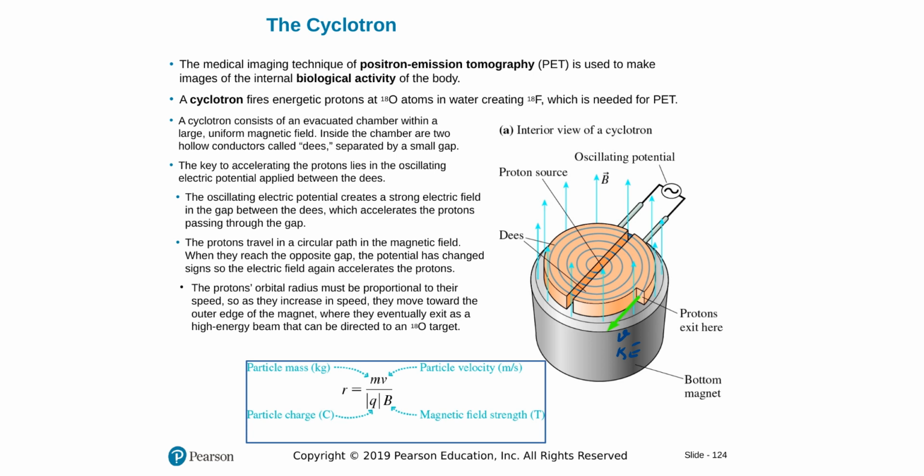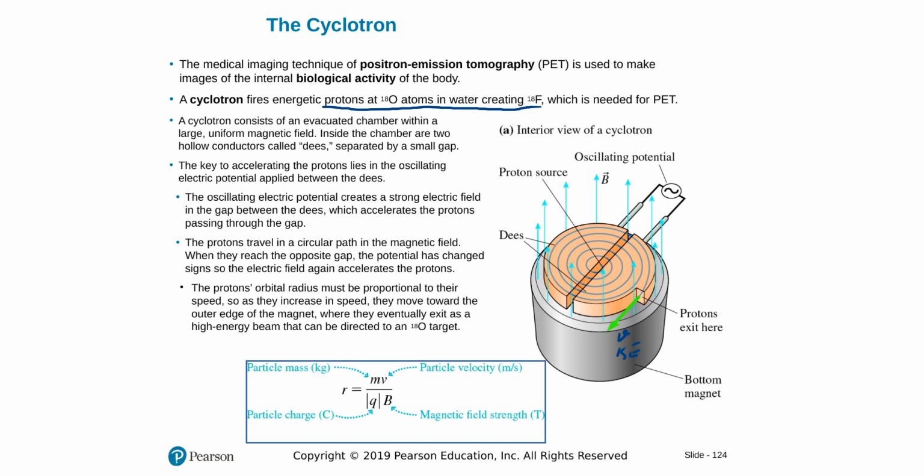In this case, positron emission tomography uses this cyclotron to accelerate a particle, actually a proton, then fires it at oxygen atoms, and they create F-18. This is used for taking the tomography.